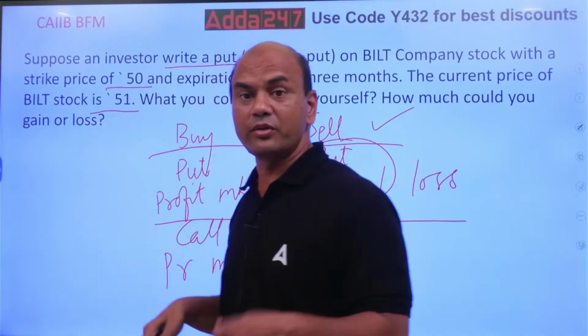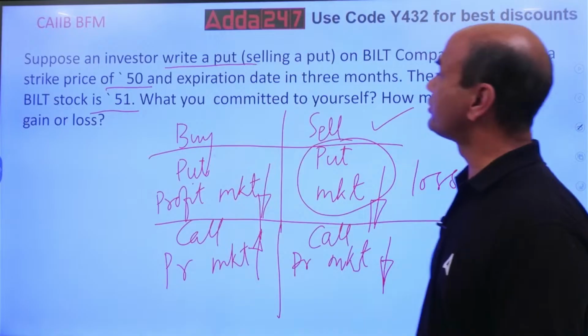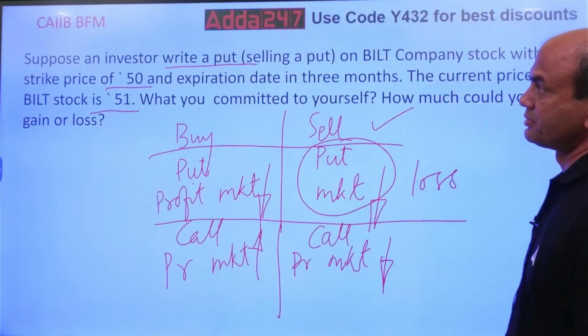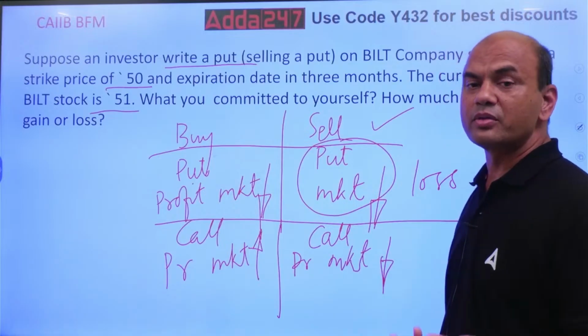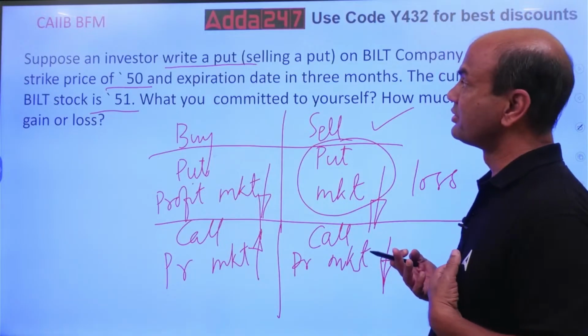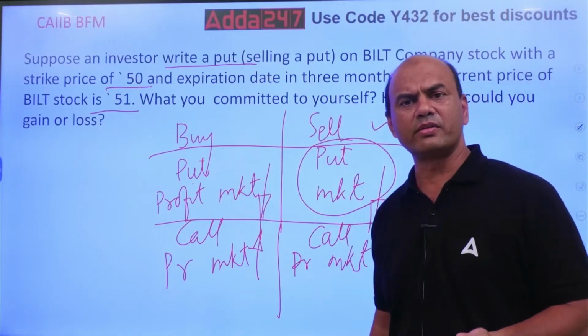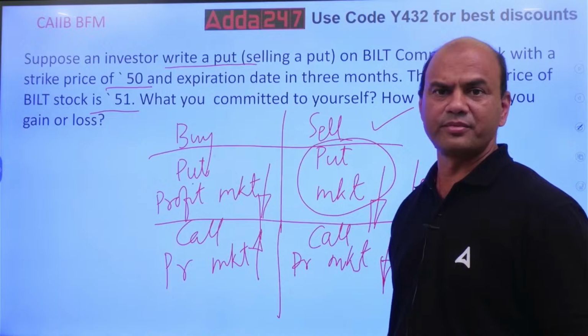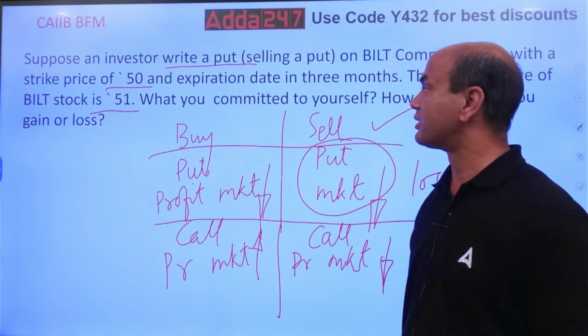He has sold it at 50. And now the price is 51. What have you committed to yourself? Suppose you are the seller, what have you committed to? Okay, so I am this investor. What have I committed? What have I told the person in front? I am the seller, which means there is a buyer. So what have I told this buyer?